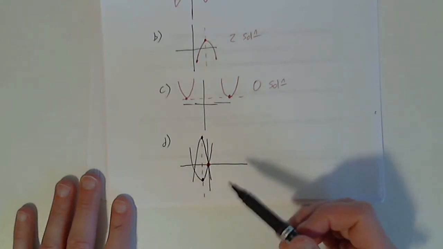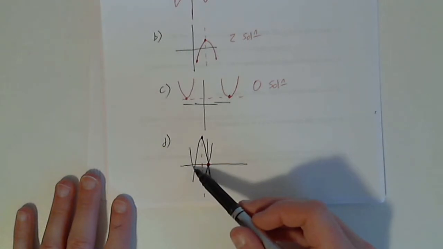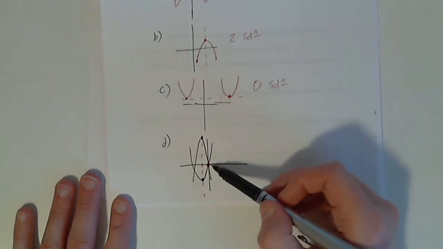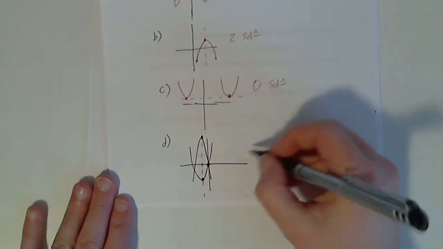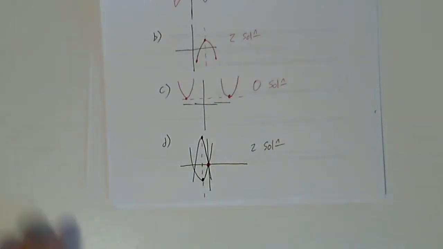The other intercept has to be exactly at x equals -2, an equal distance on the other side. This dotted line is always halfway between the two roots. And that's a nice little trick later as well. So this one will have two solutions. Good.